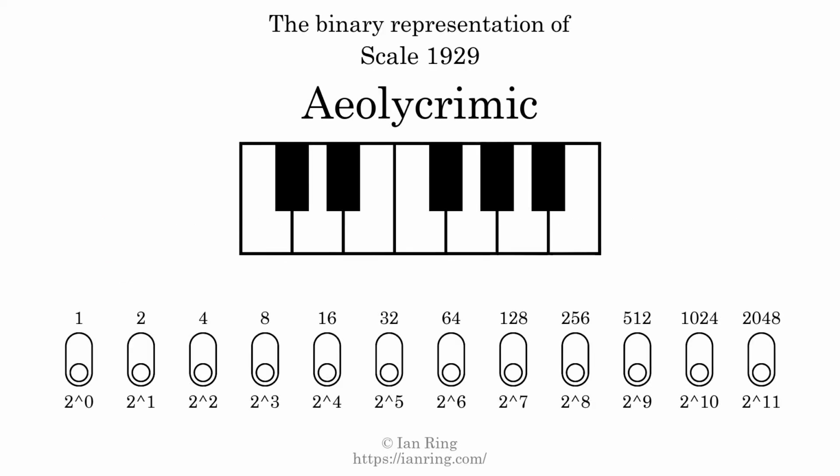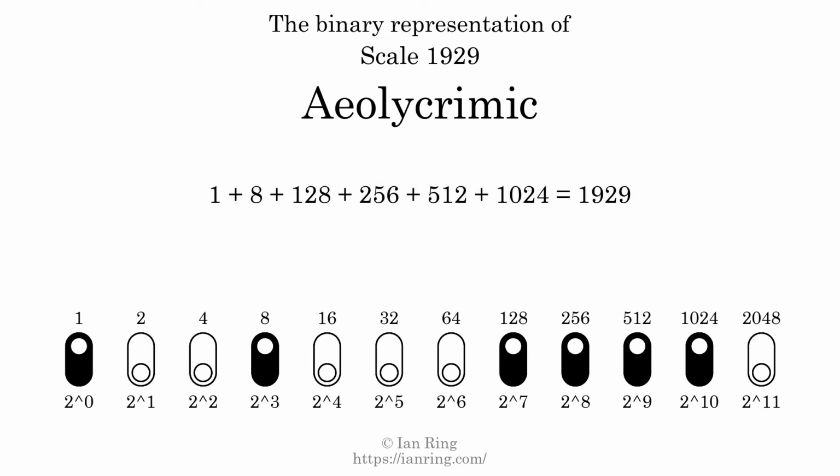The binary representation of this scale is determined by mapping tones of the scale to binary digits. Each binary digit represents a power of 2. To get the scale number, we add the powers of 2 together. The powers of 2 that are present in the scale, all added together, equals 1929.